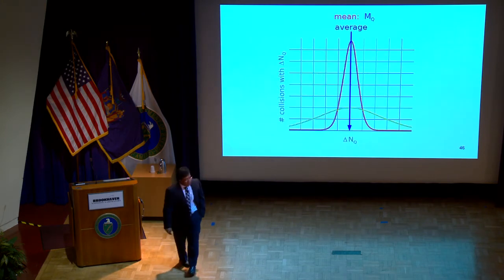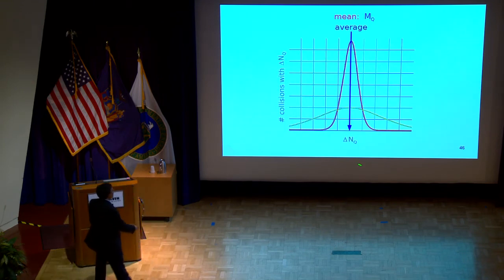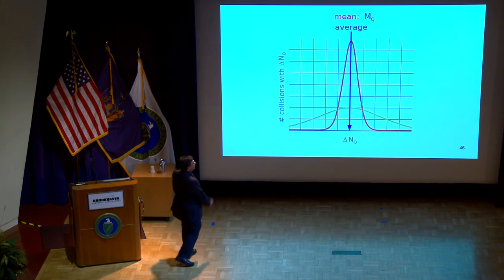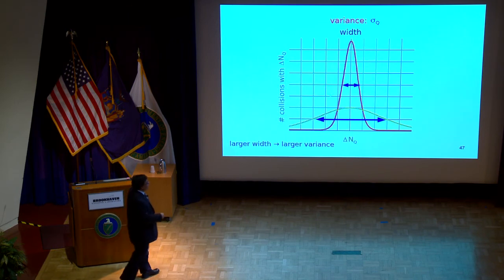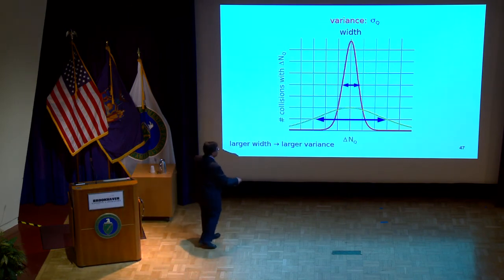So what are the cumulants? The mean of a cumulant is simply the average value of these distributions. This characterizes the average value of the distribution. The variance characterizes the width of the distribution. The larger the width of the distribution, the larger is the variance.